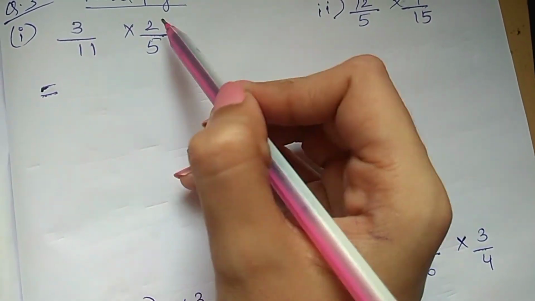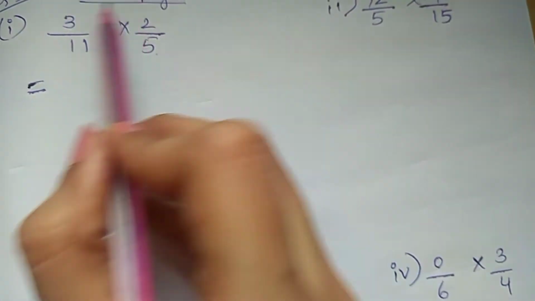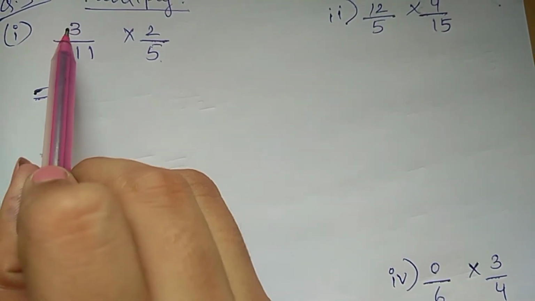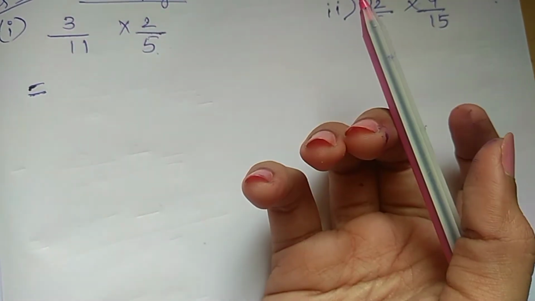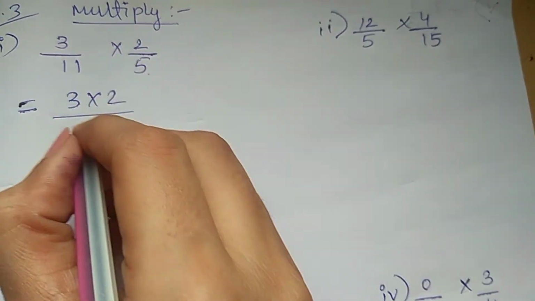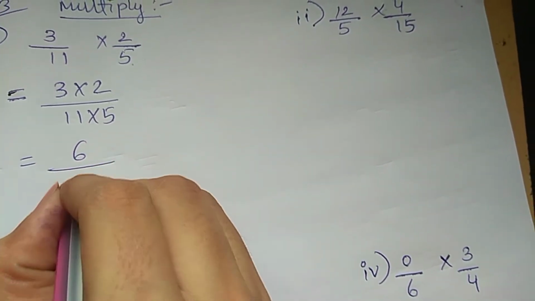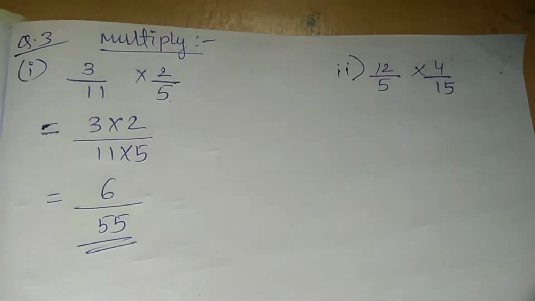So 3 by 11, 2 by 5 can't be reduced. If it can't be reduced this way, we have to see diagonally. 3 by 5, 2 by 11. Again it can't be reduced. So we will directly multiply numerator with numerator, denominator with denominator, which is 6 by 55. And that's it.